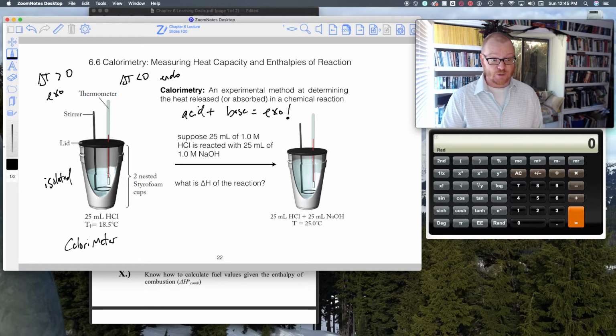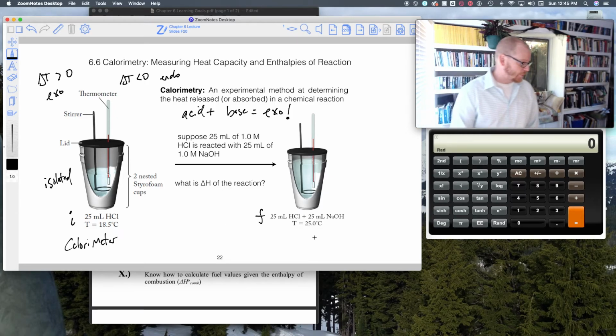So not only do we get that out of a calorimeter, that we can see that there is a temperature increase, and that's evidenced by, they're telling us the initial conditions with no acid was 25 mils of HCl at 18.5 degrees Celsius. And then the final condition was now 25 mils of HCl plus 25 mils of NaOH. And look, the temperature increased. So that tells us that it has to be exothermic.